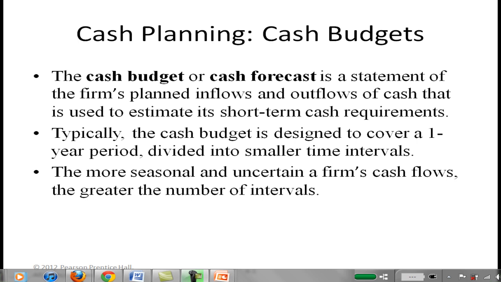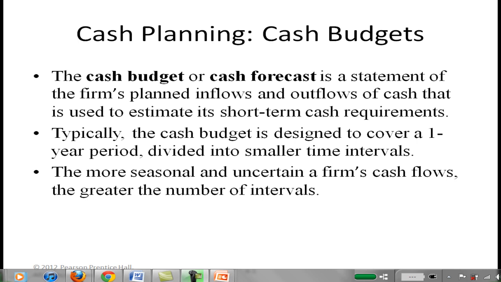Let's look at how you prepare a cash budget. The cash budget is useful because it looks at how cash flows into and out of the business and gives us an idea if there's any need to finance a short-term deficit or if we're going to have a surplus that can be carried forward.